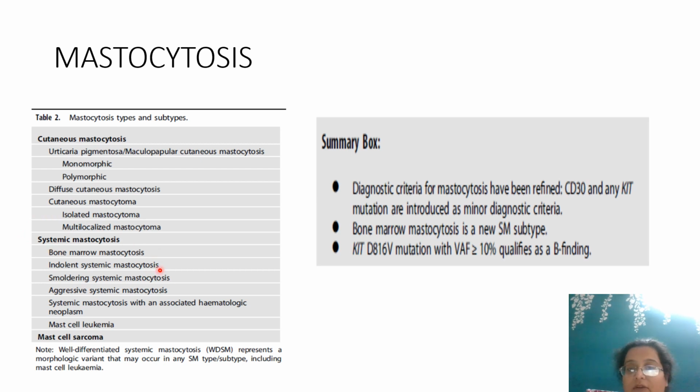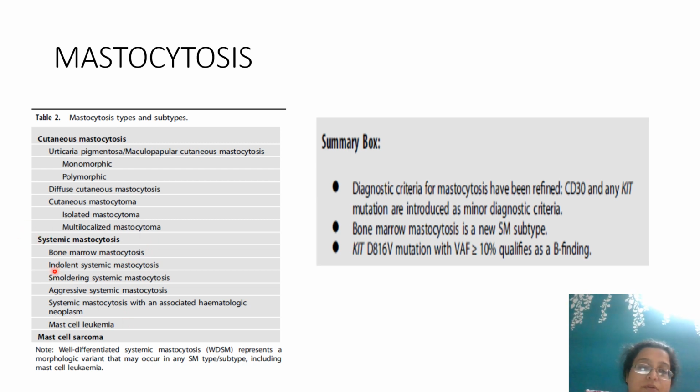So bone marrow involvement has become very important. And I had taken this last time. Supposing you get a bone marrow which is involved by mastocytosis and not other areas, yet it comes under systemic. So they are stressing a lot upon involvement of the bone marrow now. Fine. So it has become a separate entity.